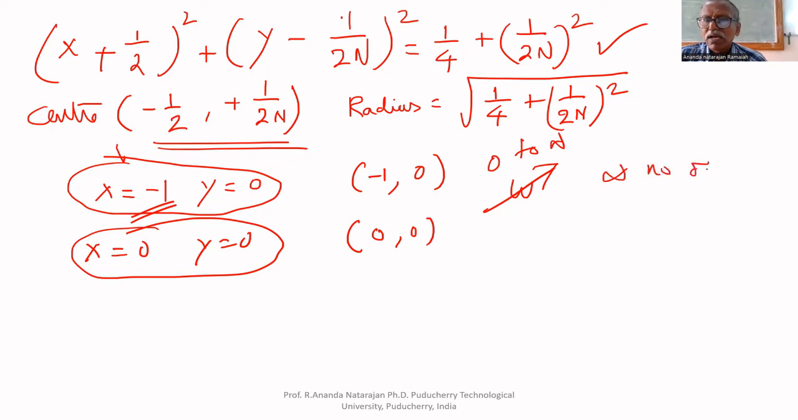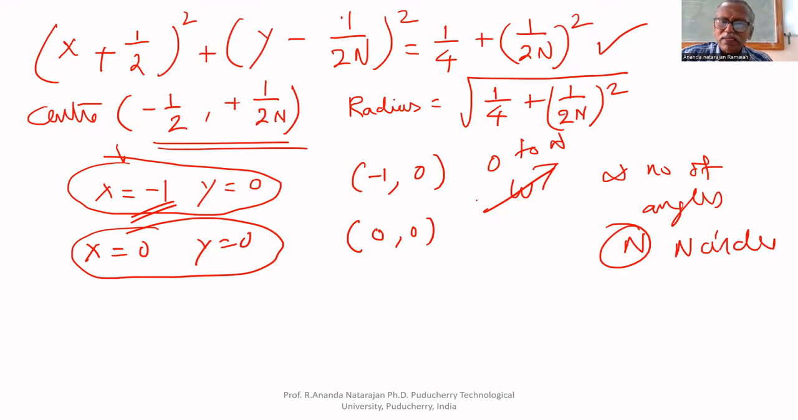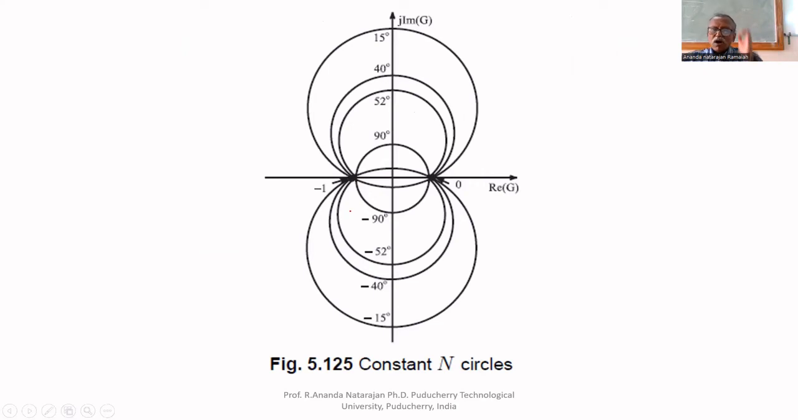That is, you will get an infinite number of n values. So you will get n circles. All those infinite n circles will pass through (-1, 0) and (0, 0). Always this n circle passes through (-1, 0).